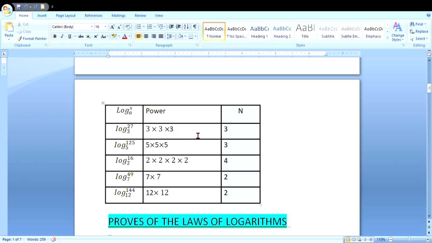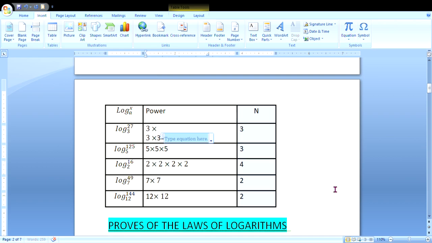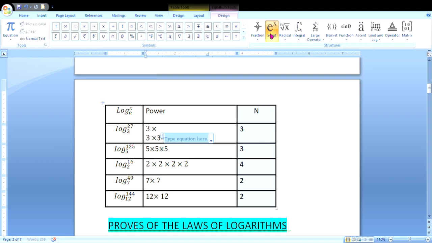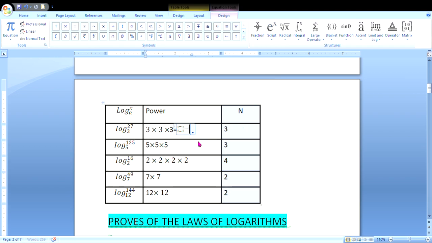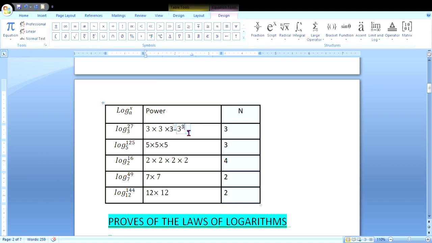So this simply means 3 raised to the power of 3. Our interest here is just this power. So you can see that the logarithm here is n, which is the 3.